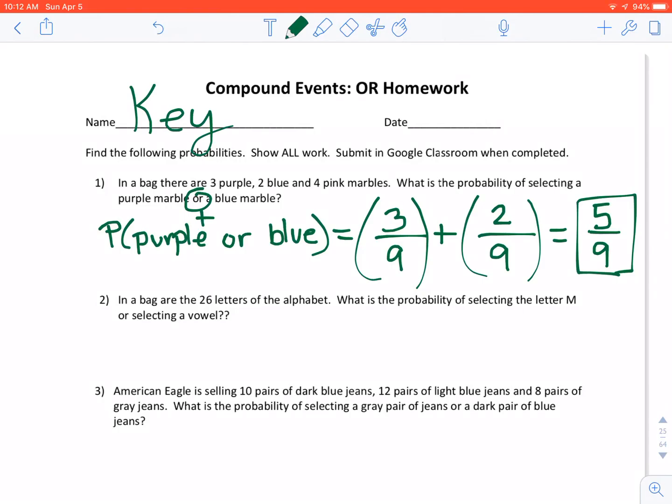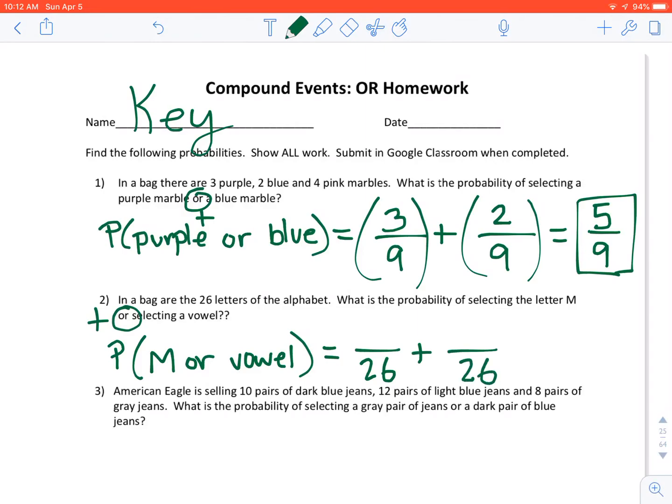Number 2 wants to know the probability of selecting the letter M. So probability of getting the letter M or getting a vowel. Okay, again, our keyword or means to add. There are 26 letters in the alphabet, and they told us that at the beginning. From the alphabet, you want to make sure you remember that there is only one letter M. So there's a 1 out of 26 chance of selecting that.